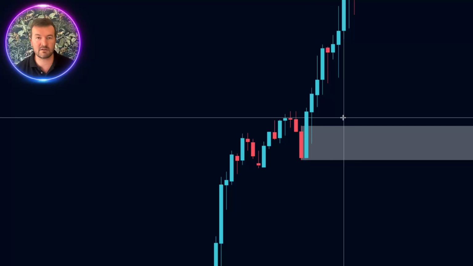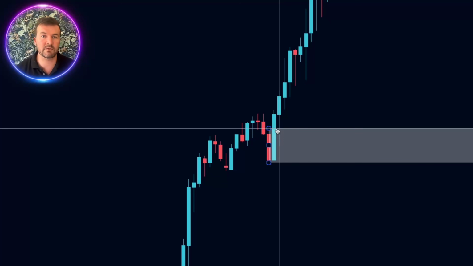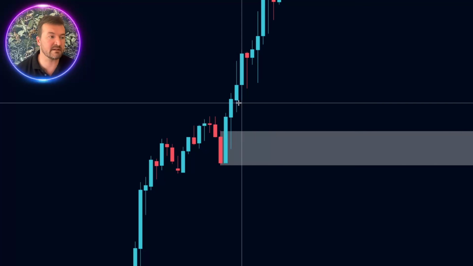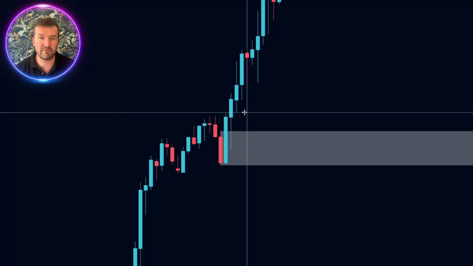So even though it's got a lot of the confluences in its favor, probably the key confluence to order blocks is you don't want it to be rebalanced, you don't want it to be mitigated. There needs to be a clear bit of imbalance before your entry.